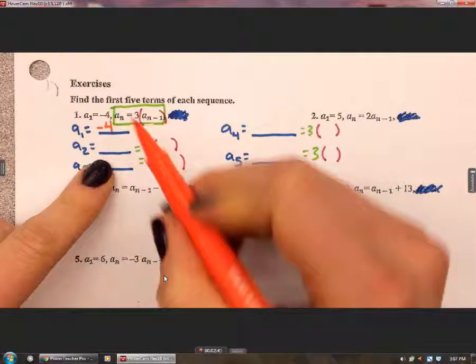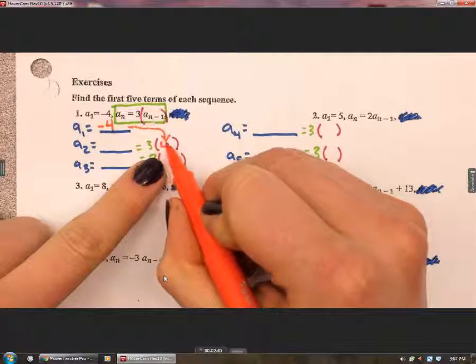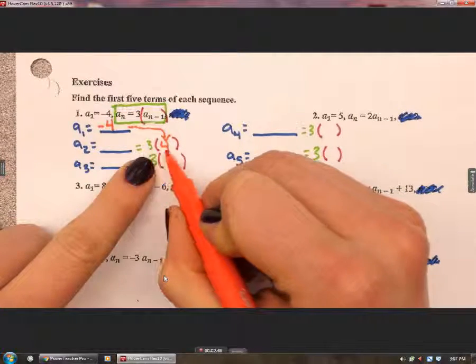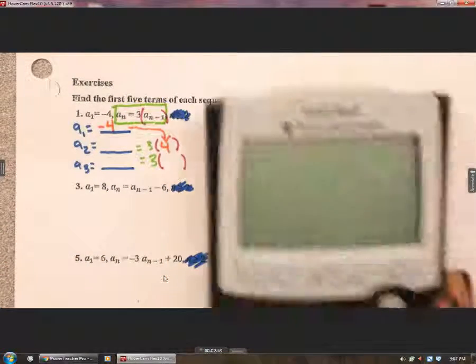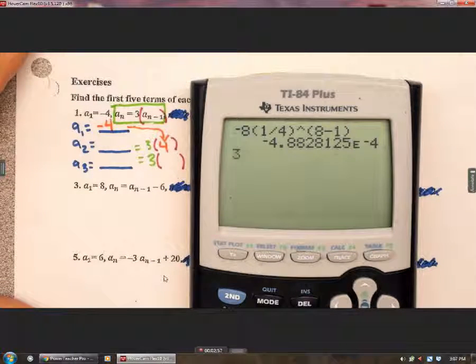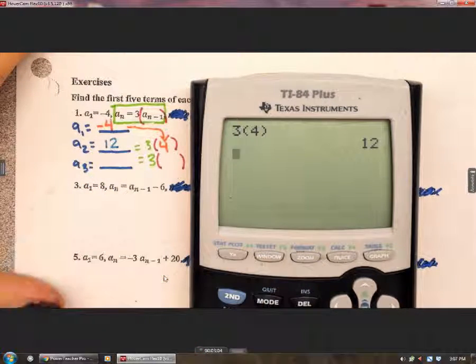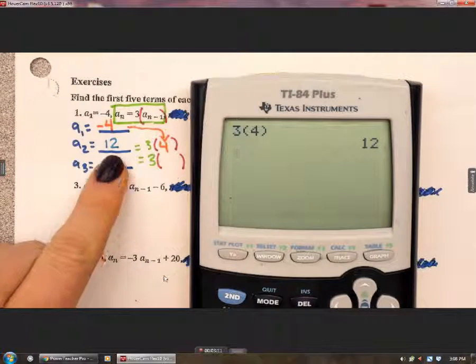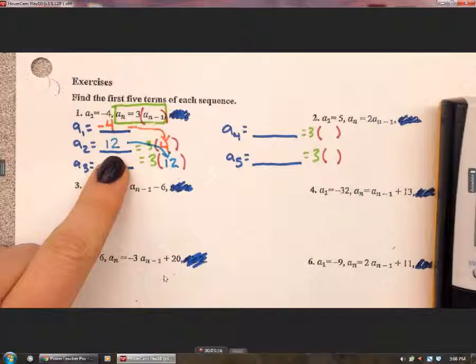Alright, now this, negative 4, I'm going to plug in to this part right here, the parentheses, to find my next number. 3 times 4, well, you could use a calculator if you'd like. It's okay if you'd like to. I'll do it. Might as well. 3 parentheses 4 equals 12. Once we have the 12, guess what? That number is going to go, bam, right there in the parenthesis spot.